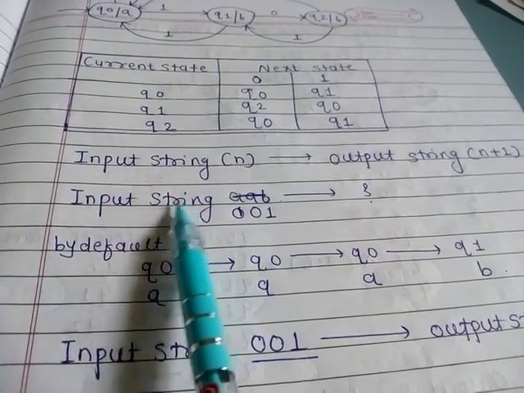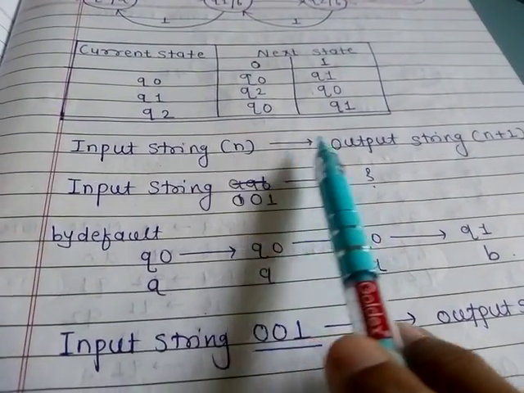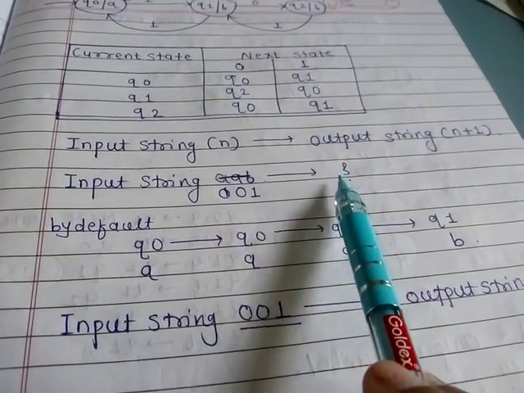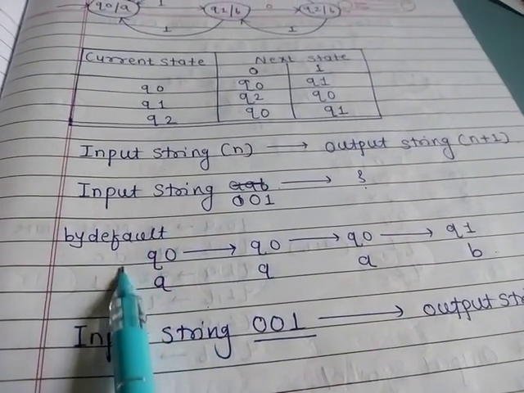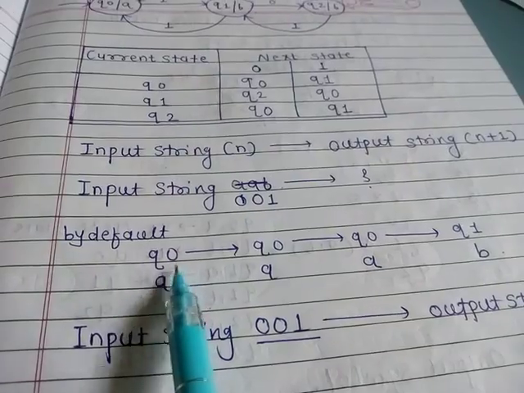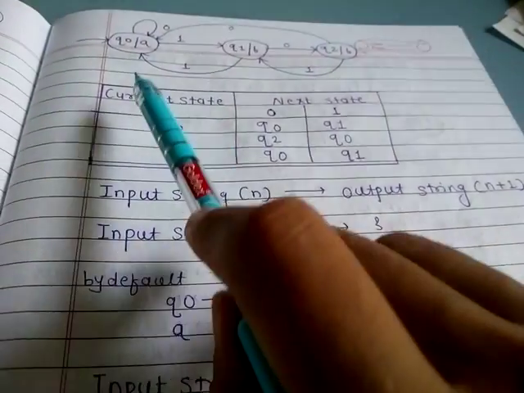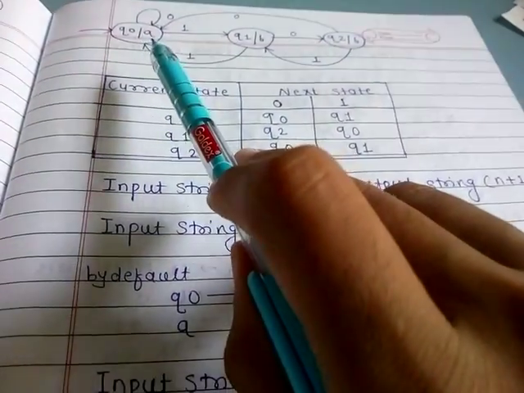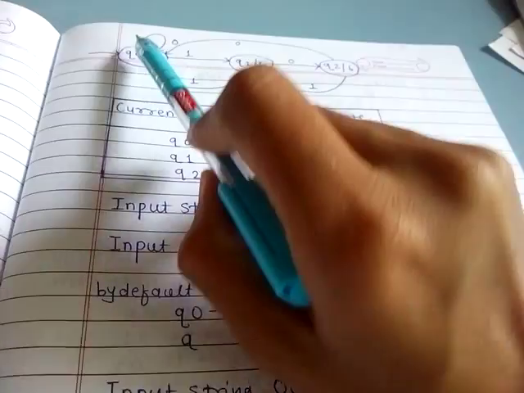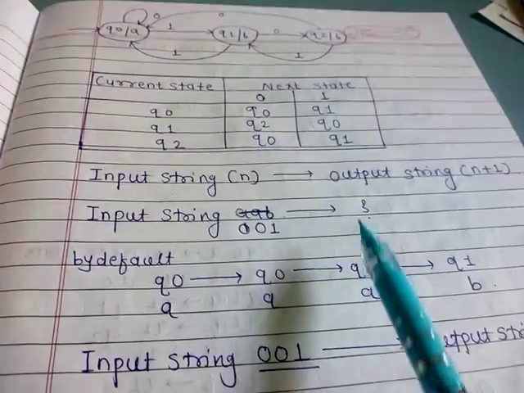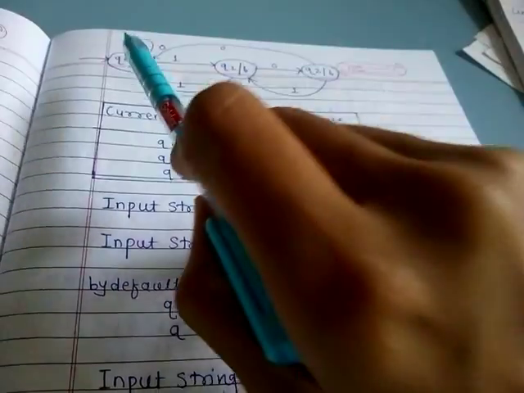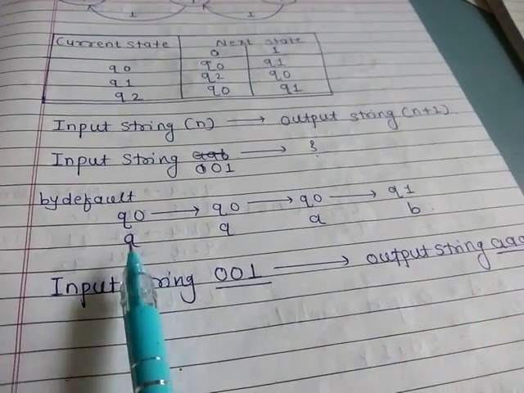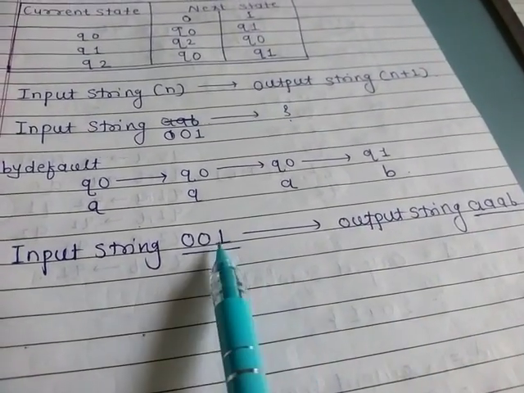When we pass an input string of length n, the output generated will always be of length n plus 1. So if I am passing the input string 0, 0, 1, what is the output string? In the Moore machine the start state will be Q0. For 0 transition it will go toward Q0 with output a. Next, for the next 0 also it forms a self loop with output a. Next, when it accepts the 1, it will go toward Q1 with output b. So a, a, b is the output string for this input string.